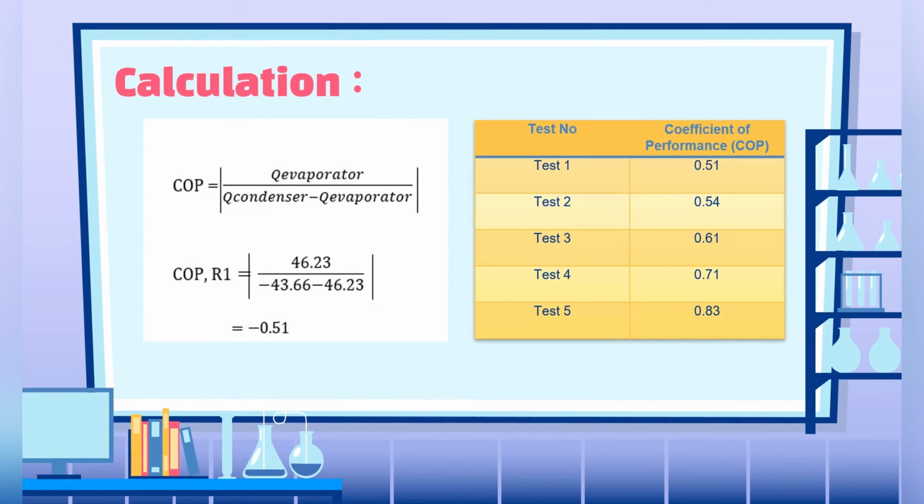The last one, the calculation for COP, coefficient of performance. So this is the formula: Q evaporator divided by Q condenser minus Q evaporator. The values of Q evaporator and Q condenser we can get from the previous calculation, the rate of heat transfer at the condenser and at the evaporator. So we obtain the values for test 1, test 2, test 3, test 4, test 5: 0.51, 0.54, 0.61, 0.71, and the last one for test 5, 0.83.